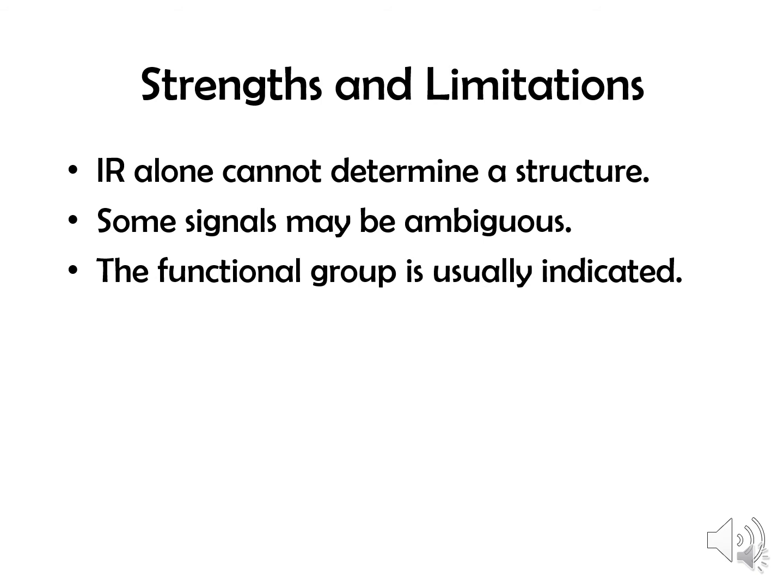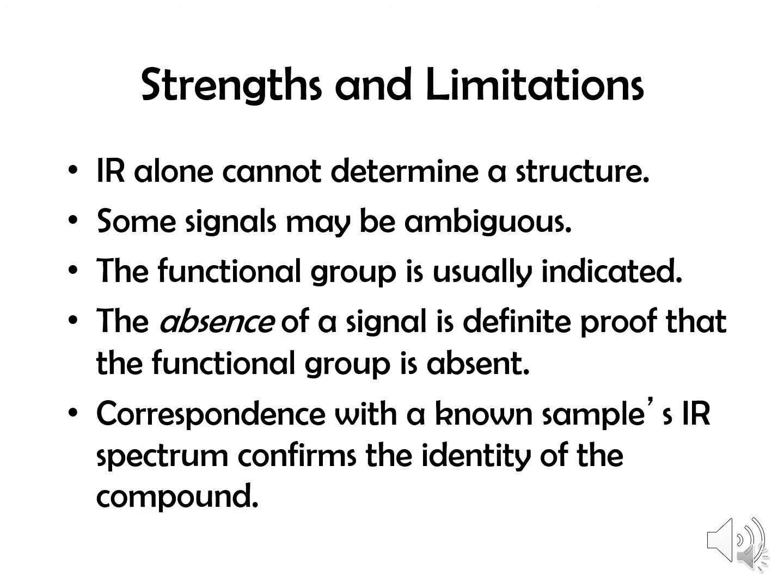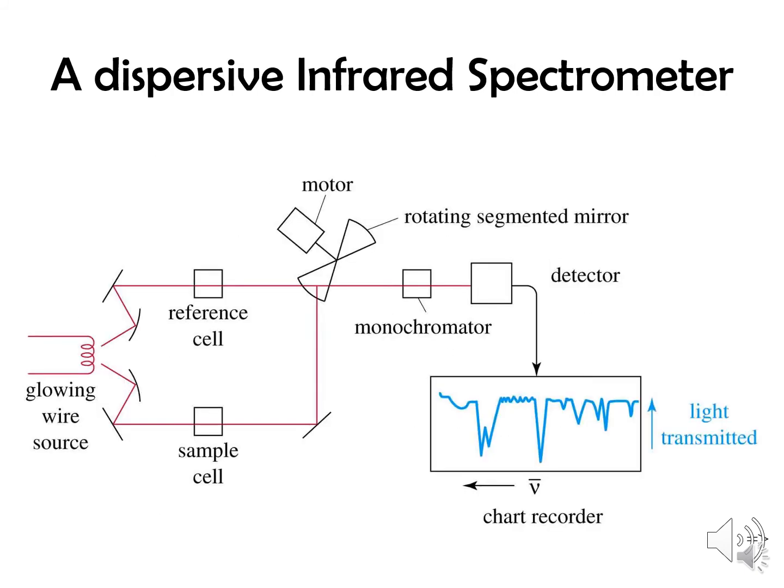Functional groups are usually indicated. If it's got a carbonyl or hydroxyl group, you can normally determine that. The absence of a signal is definite proof that the functional group is absent. So if there is no carbonyl, there's no carbonyl in the molecule. Correspondence with a known infrared spectrum confirms the identity of the compound. So these things leave very specific spectra that if you get a direct positive hit, you've got a pretty good thing there.